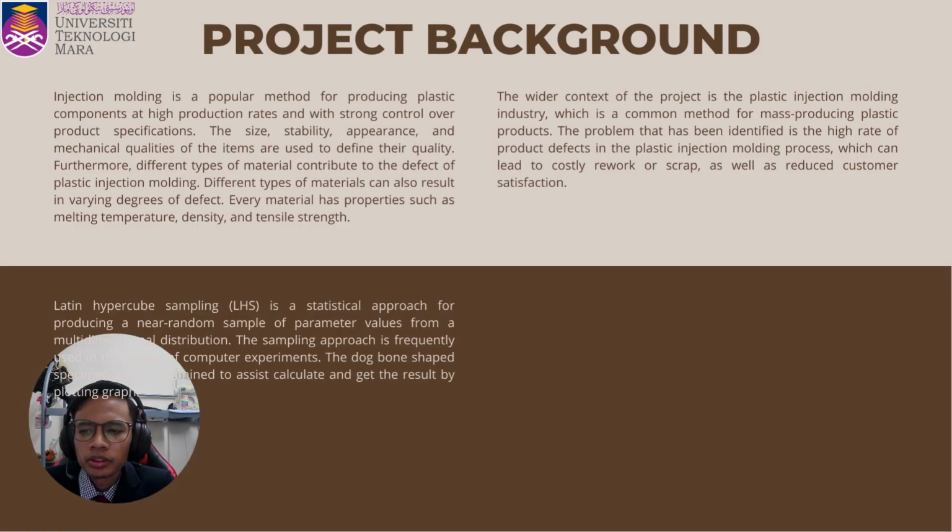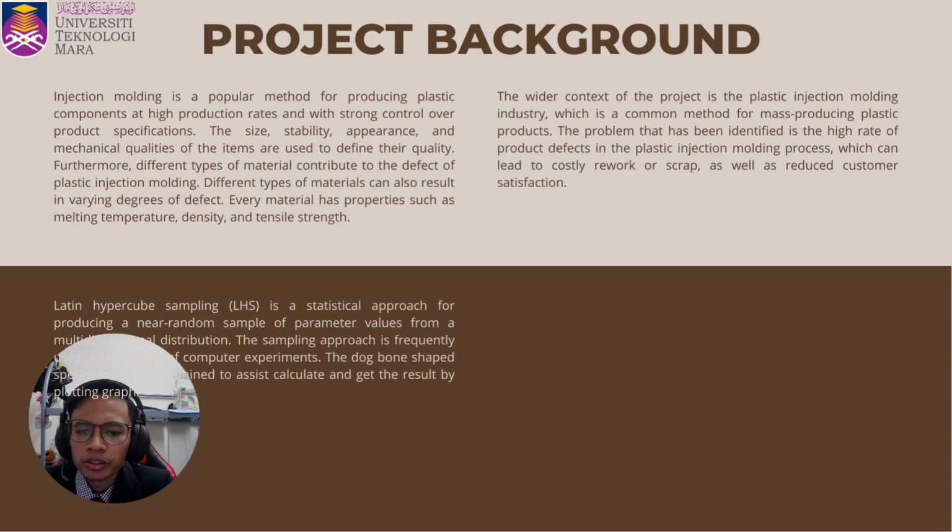So next is project background. Injection molding is a popular method for producing plastic components at high production rate and with strong control over product specification. The size, stability, appearance, and mechanical qualities of the items are used to define their quality. Furthermore, different types of material contribute to the defects of plastic injection molding. Different types of material can also result in varying degrees of defect.